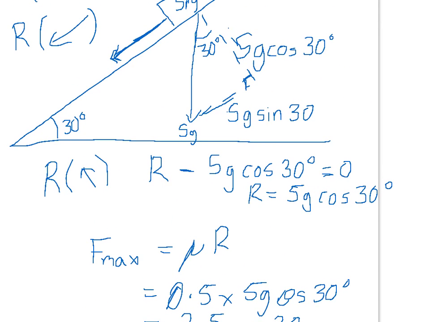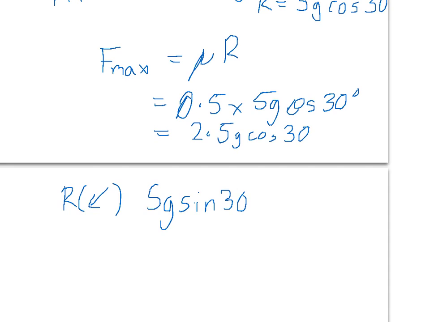So down the slope is 5g sine 30 minus the friction max, because that's opposing the motion, and that's equal to mass times acceleration. So the mass is 5 times the acceleration. We've got this by doing F equals ma. Now we need to find out what 5g sine 30 is, what 2.5g cos 30 is, and then divide that answer by 5.